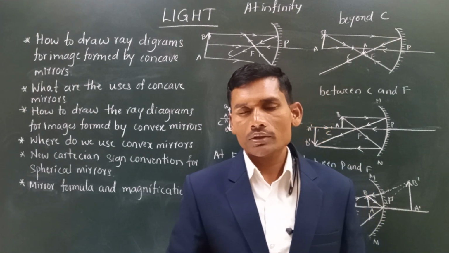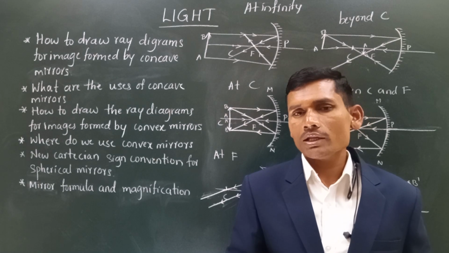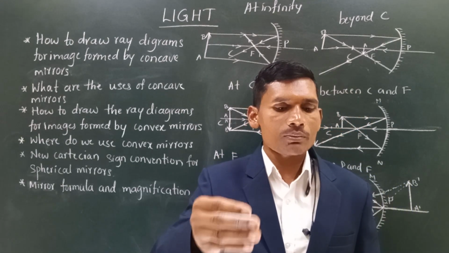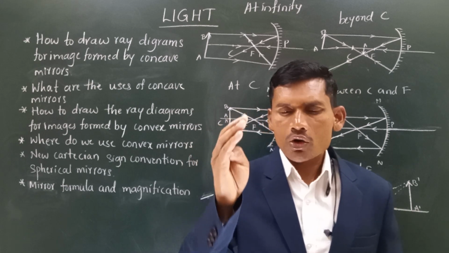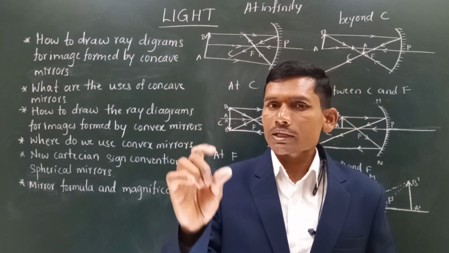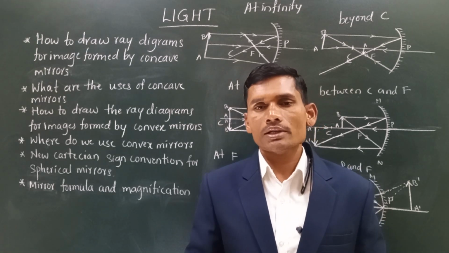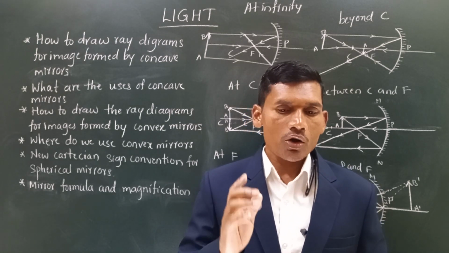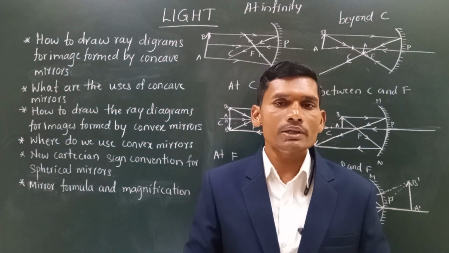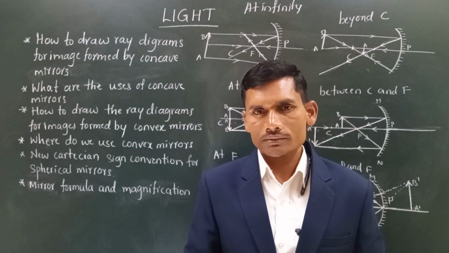Next, these concave mirrors are used by dentists to see the enlarged image of the tooth. When they place the concave mirror behind the tooth, the image of the tooth appears erect and enlarged. Next, these are also used as shaving mirrors, because an erect and enlarged image of the face can be seen.